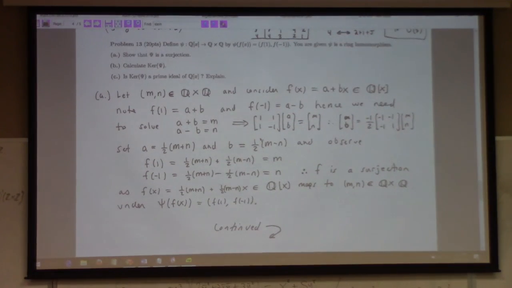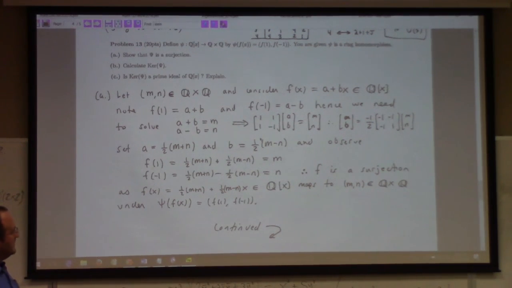Here, and finally I'll shut up, I'm almost done. You can prove that this is surjective. Here, I even showed you the details. So I'm looking for, and don't make your life hard, just use a linear polynomial. If you can get away with it, you can get away with it. That gives me a plus b, a minus b. So I'm trying to solve this is equal to m, that's equal to n. 2 by 2 matrix equation, invert, there's your formulas. As you can see, f of 1 is m, f of minus 1 is n. Consequently, f of x equal to this plus that maps to m comma n for arbitrary m, n.